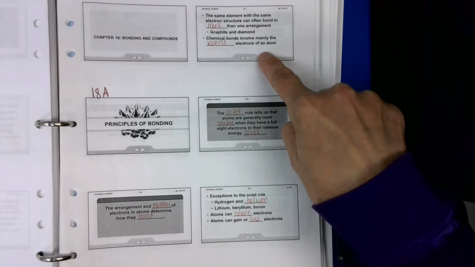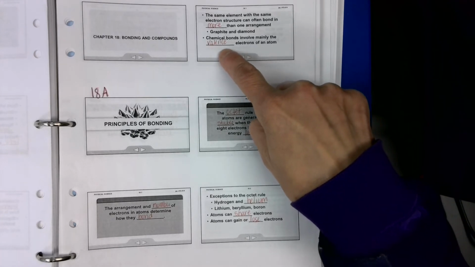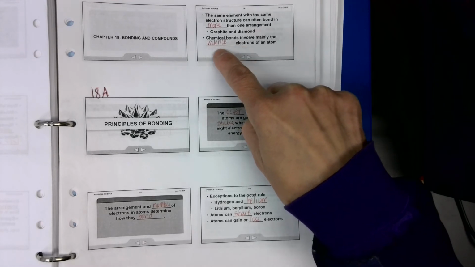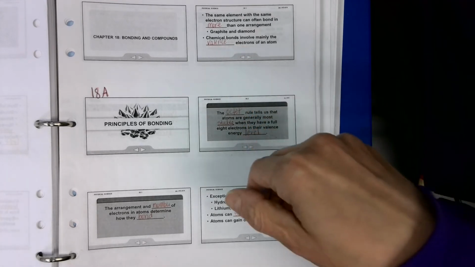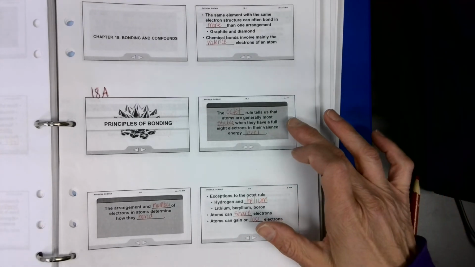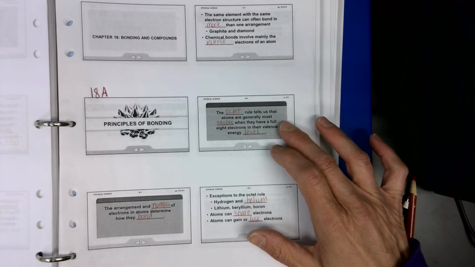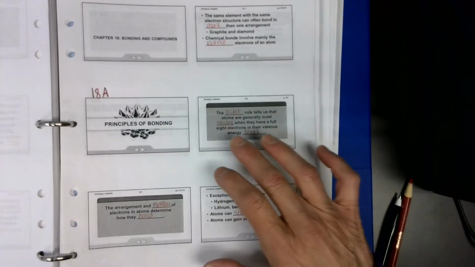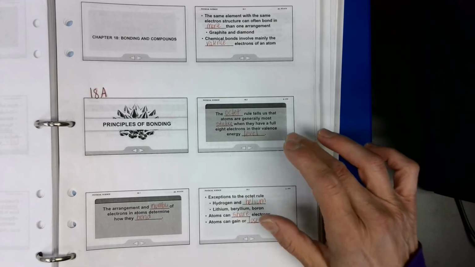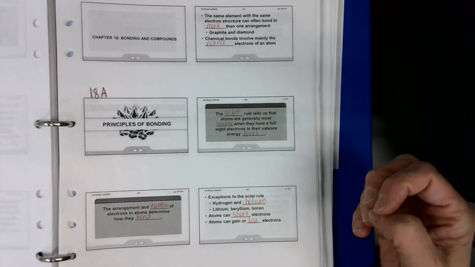Chemical bonds involve mainly valence electrons of an atom. So what we see in bonding is the outermost shell, the valence electrons. Remember in the last chapter we said that valence electrons determine how an element is going to act. The octet rule is that most atoms are going to be the most stable when they have their full valence electrons. Remember though, there's that one exception to the rule, helium.